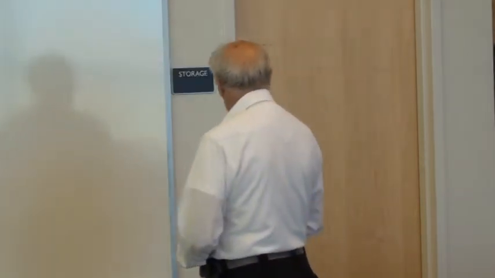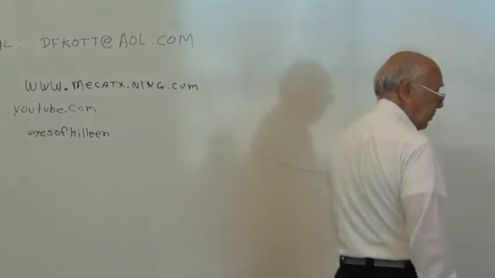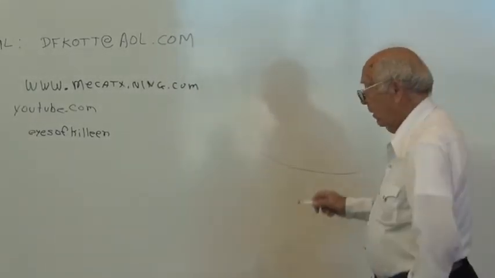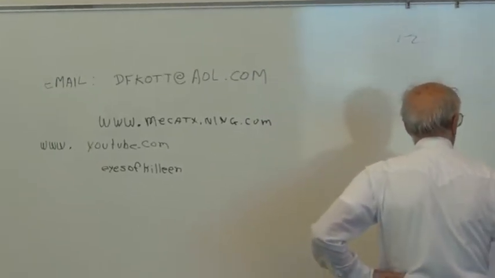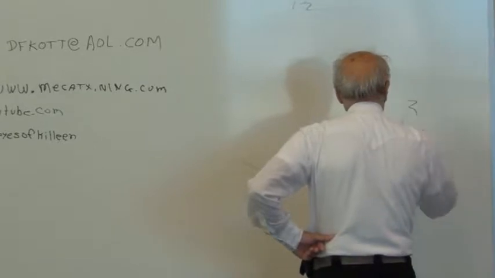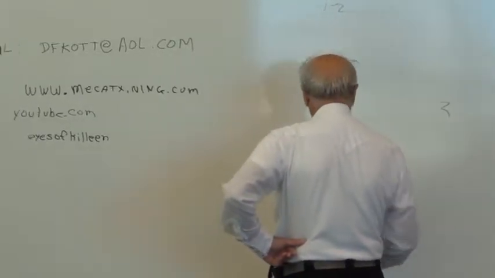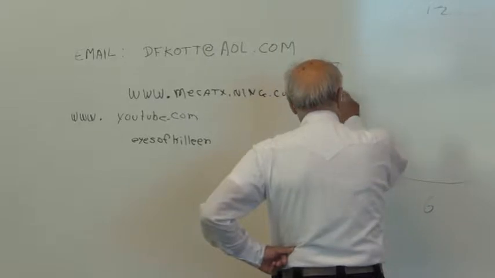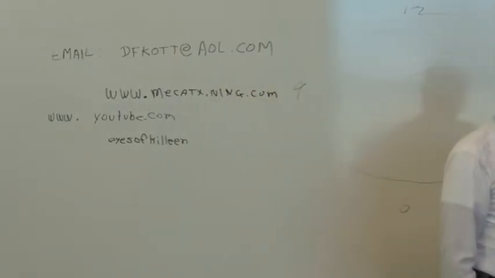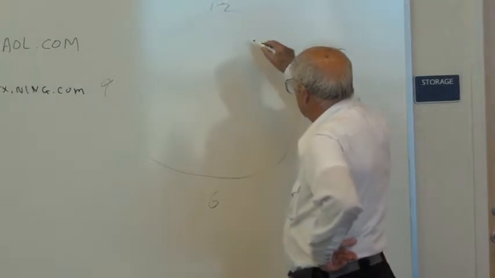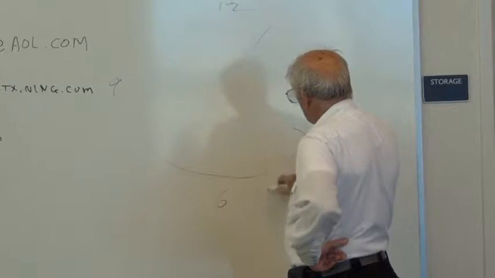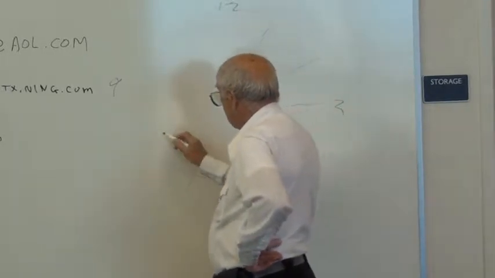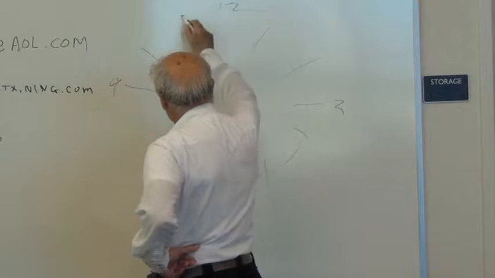Now, how do we build that again? We get a circle, and we make a clock. So somebody tell me where to start with the clock. 12 o'clock. 3 o'clock. 6 o'clock. And 9 o'clock. So that's the clock. And then these are divided into what? 1, 2, 3, 4, 5, 6, 7, 8, 9, 10, and 11.